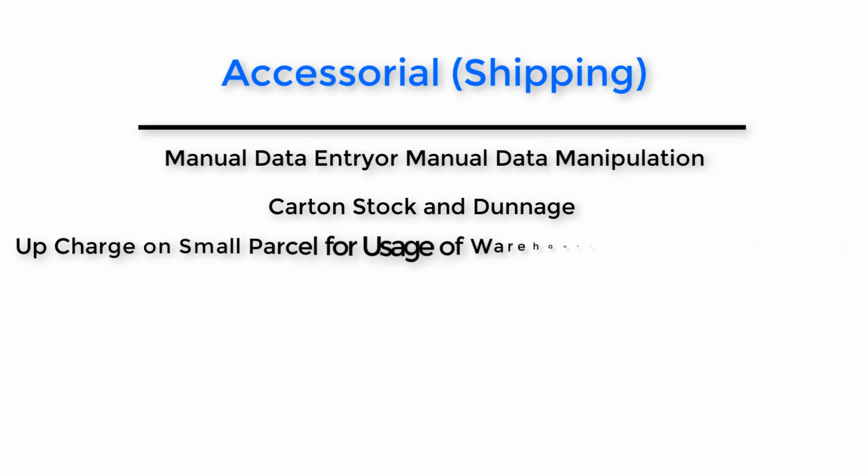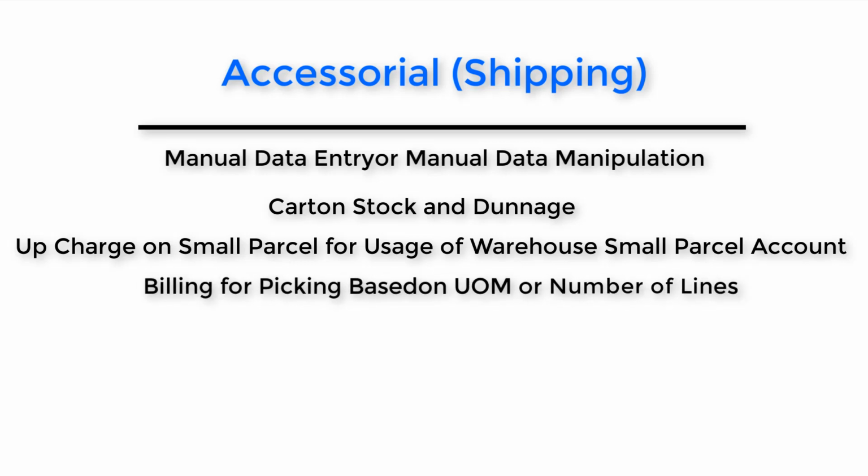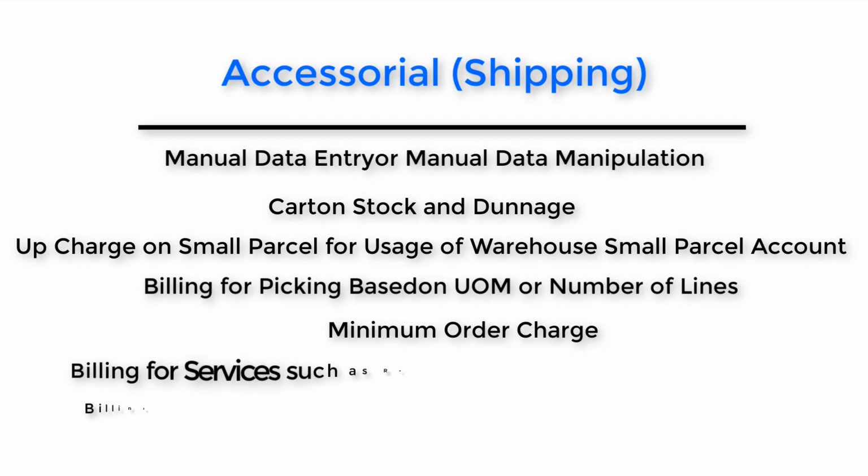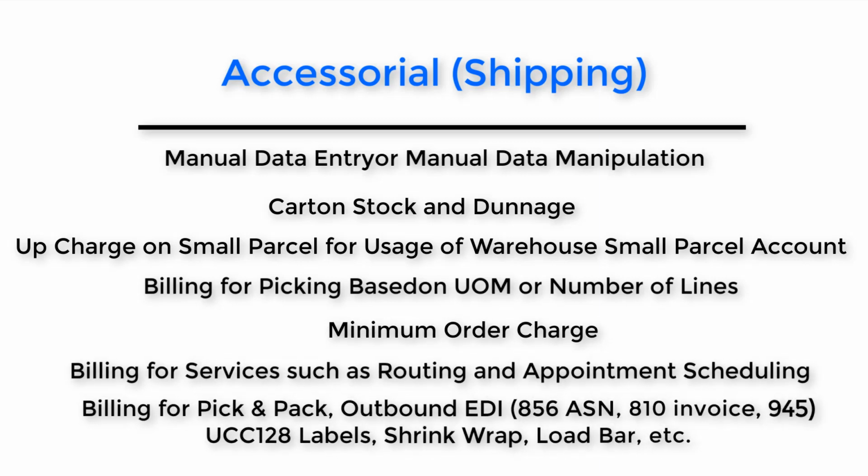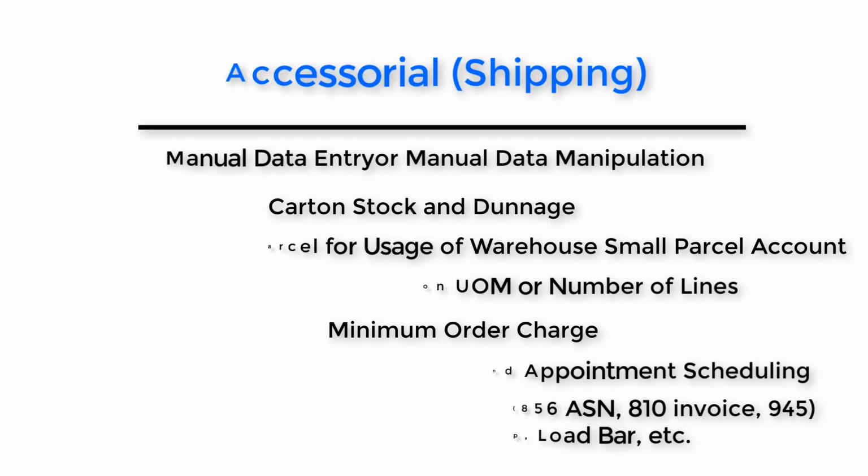Common billing for accessorial shipping are manual data entry or manual data manipulation, charging for carton stock purchased by the warehouse, upcharges on small parcel if the warehouse's small parcel account is used, billing for picking based on unit of measurement or number of lines, minimum order charges, billing for services such as routing and appointment schedules, billing for pick and pack, outbound EDI, UCC 128 labels, the list goes on.